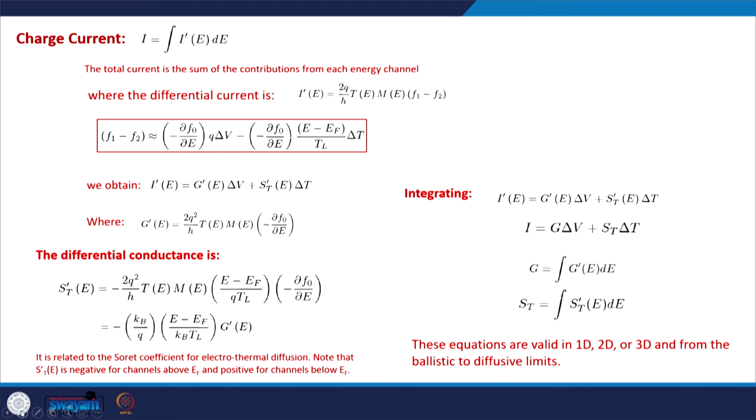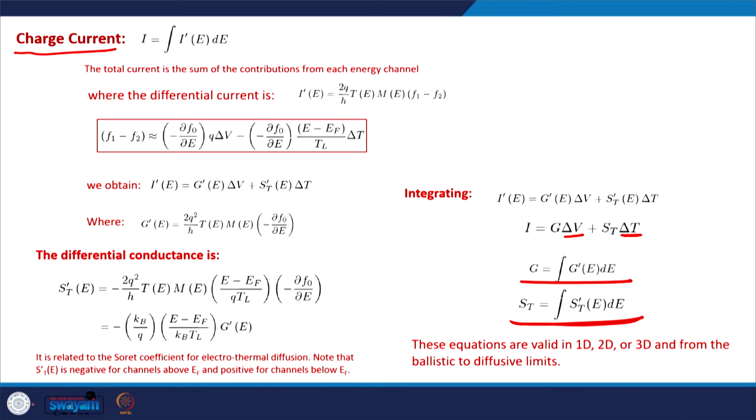So, this is, I would say, the most general form of the charge current through any conductor, and this has contribution both from delta V and delta T. So, we need to consider both electrical conductance as well as electrothermal diffusion, electrothermal conductance. Okay, so this is how things get modified when we consider the thermoelectric effects as well in our system.